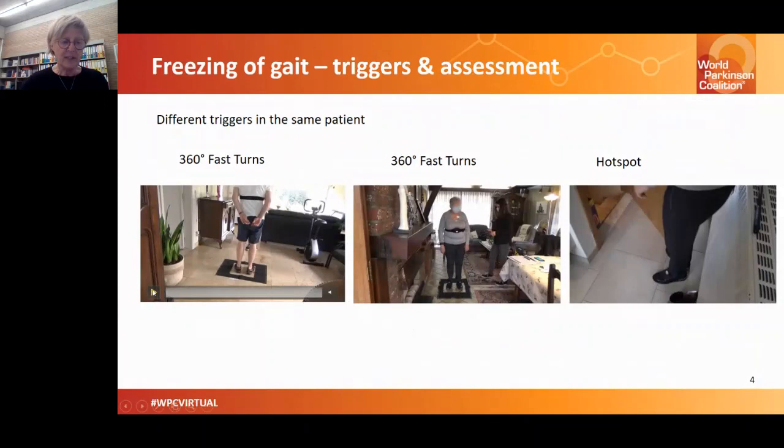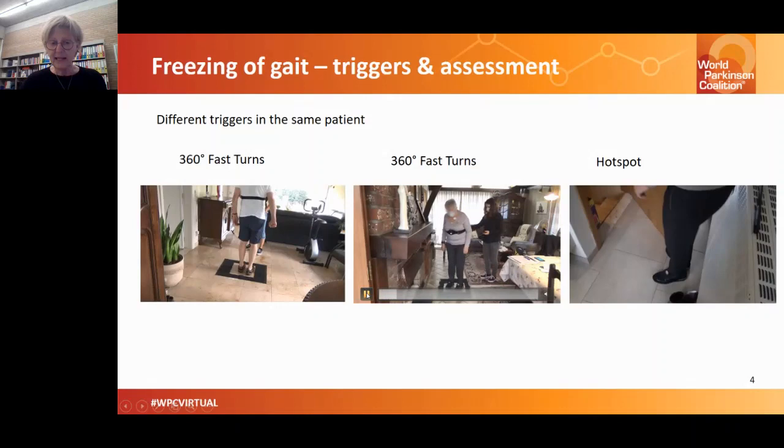On the left here, you see a patient that starts to freeze during a 360-degree fast turn to the right and the left. And although it is not a very functional task, it is very sensitive and reliably so for freezing of gait, as you can see. However, this lady can do this task perfectly without any interruption and without any freezing of gait.